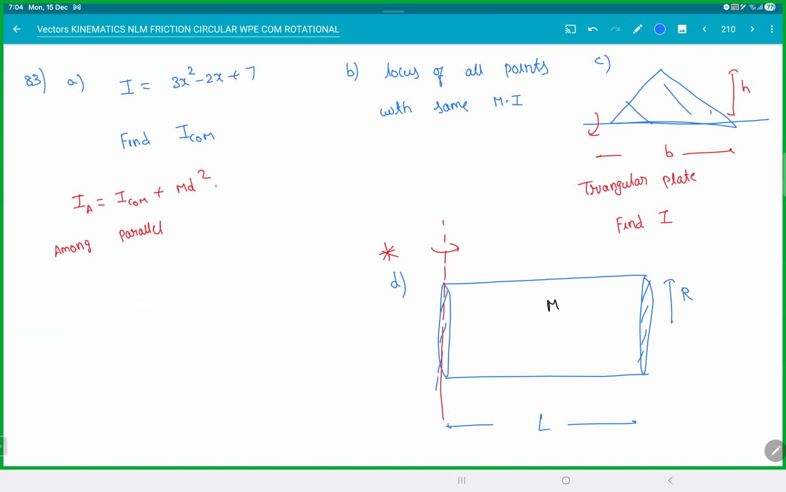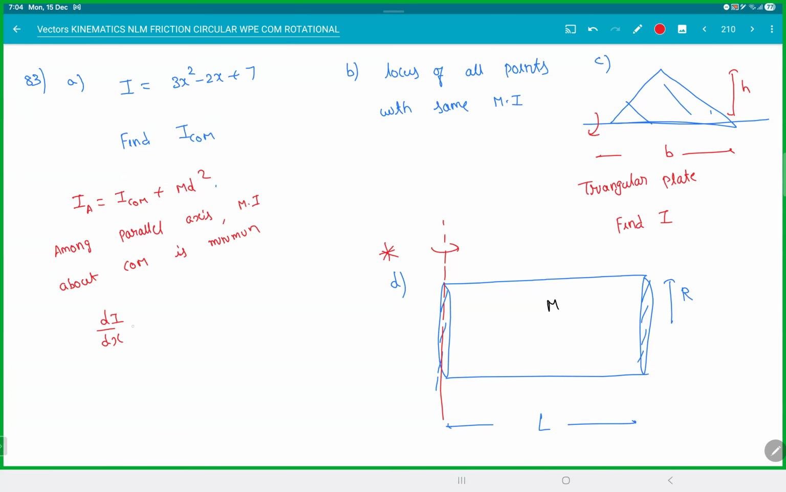So the statement is this: among parallel axes. If you don't say among parallel axes, then your statement is wrong. You can compare only between the parallel axes. Among parallel axes, the moment of inertia about center of mass is minimum. If you're just randomly comparing any two axes which are maybe perpendicular or skew lines, it doesn't work. So once you know it is minimum, you are done. Just do maxima minima.